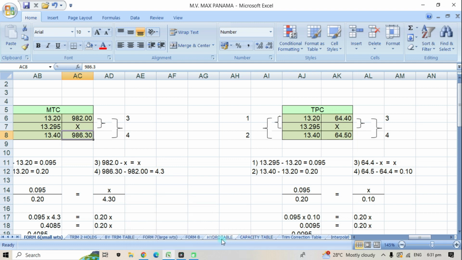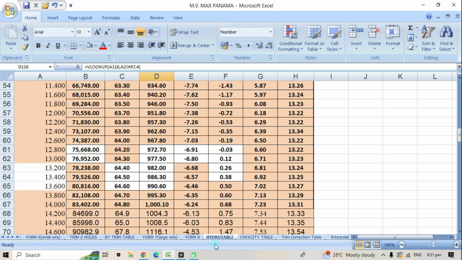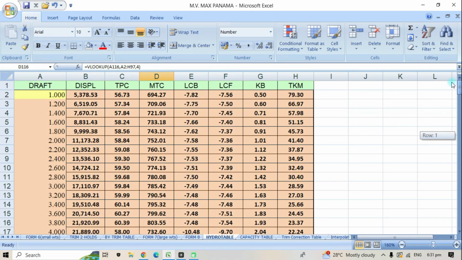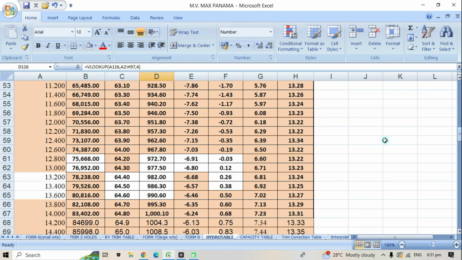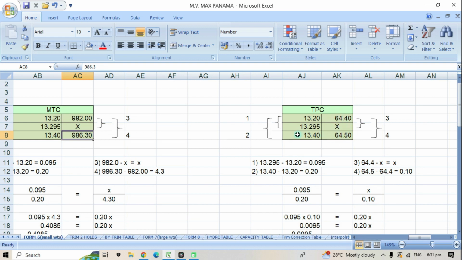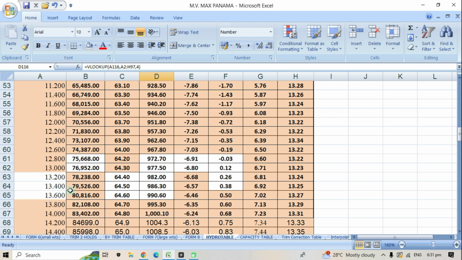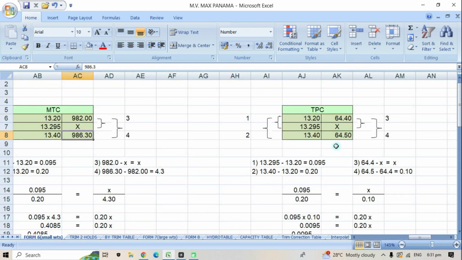I'm sorry, TPC is column C. So 13.20 of TPC is 64.4 there, and 13.40 of TPC is 64.5. Okay, so subtract this one with this.